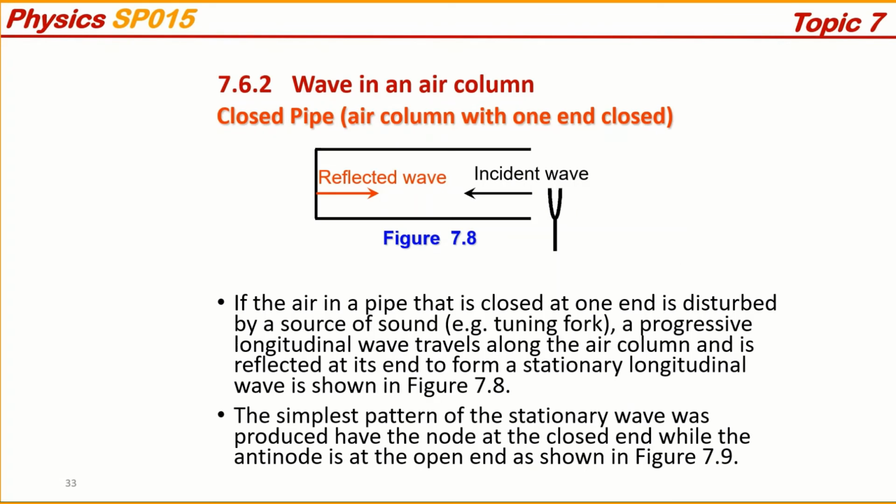Wave in an air column for a closed pipe, or a column with one end closed. If the air in a pipe that is closed at one end is disturbed by a source of sound, for example a tuning fork, a progressive longitudinal wave travels along the air column and is reflected at its end to form a stationary longitudinal wave, as shown in the figure. The simplest pattern of the stationary wave produced has a node at the closed end while the antinode is at the open end, as shown in the figure.